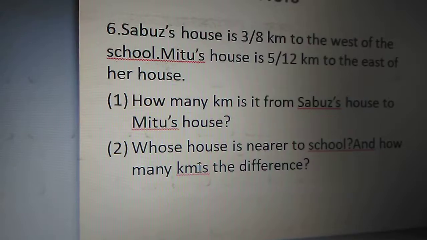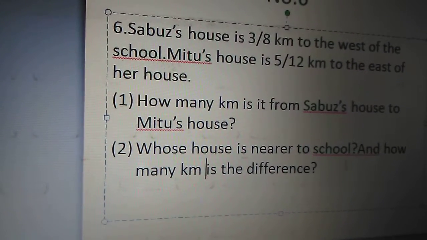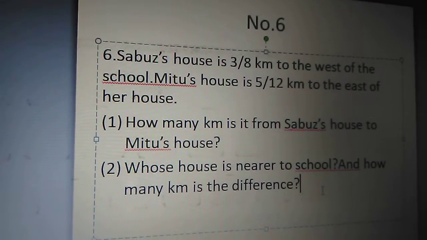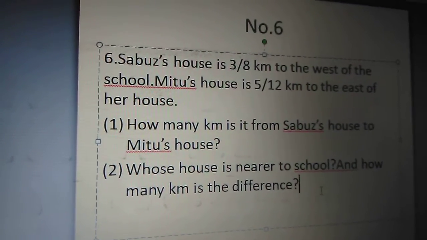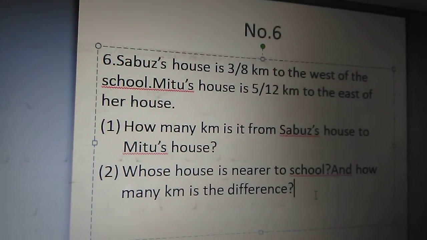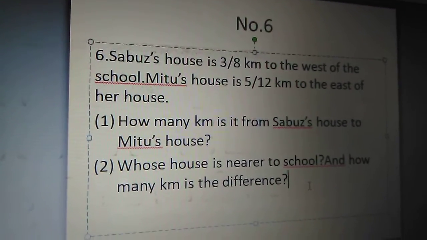And how many kilometers is the difference? How many kilometers is the difference? So here you have to subtract the smaller fraction from the greater fraction. If you subtract, then you will get the difference. Now let's go for the solution.